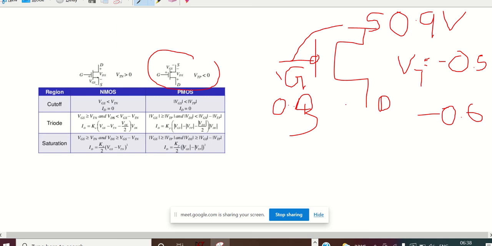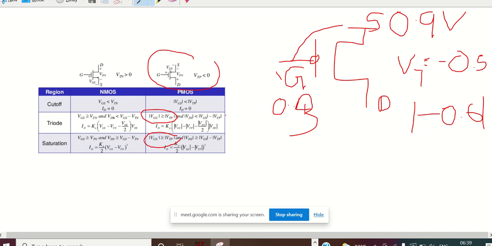If we take the modulus so that the negative sign is gone, then we can say the modulus of VGS is greater than the modulus of VTP. So this is the condition for saturation. VGS should be greater than VTP in magnitude.